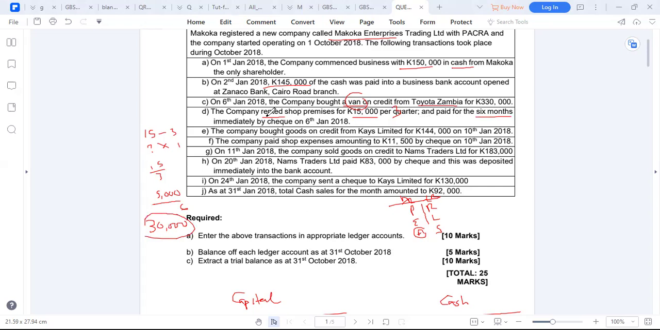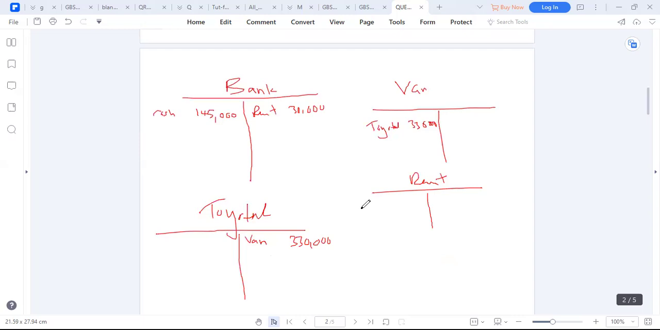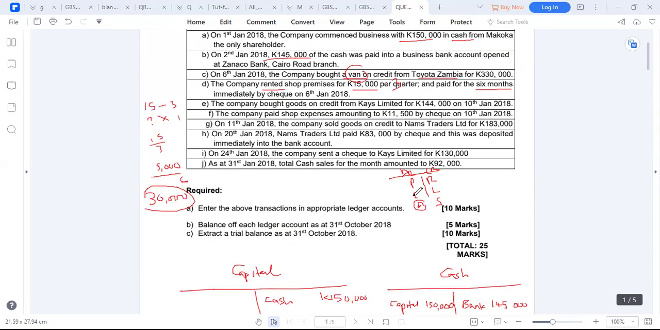So there are 2 transactions, the rent account and the bank account. So we go to the bank, we're paying out rent, which is how much? 30,000. Then we go to the rent account, we're receiving the service of rent. So people have a problem here. Why do we debit rent when we're actually paying out? When debiting the expense, we're enjoying the rental service. So under payrolls, expenses, we debit them.